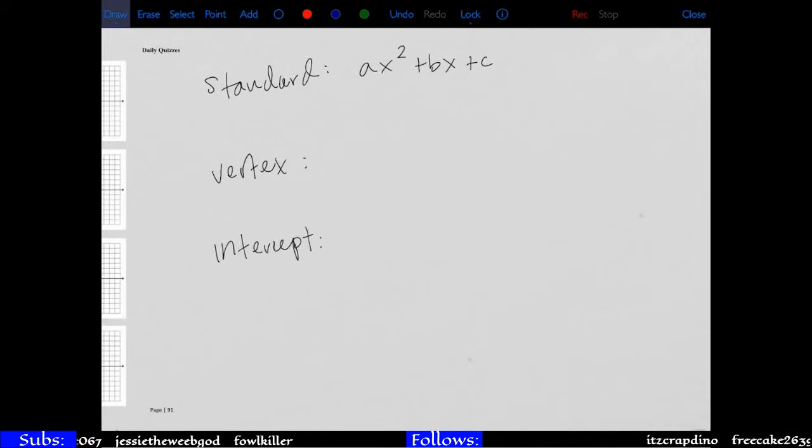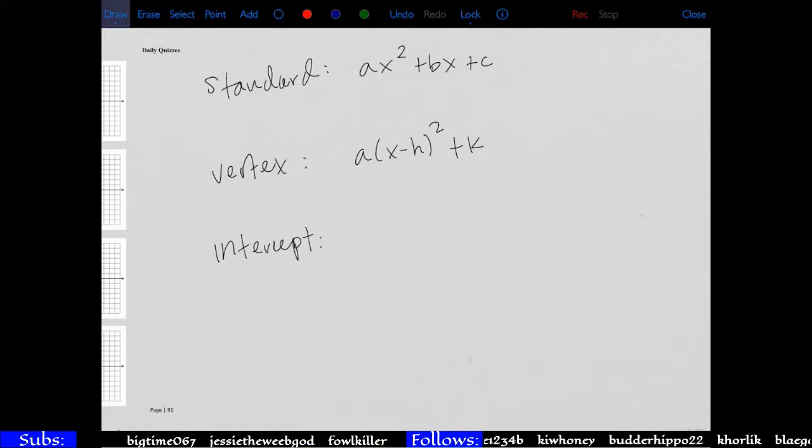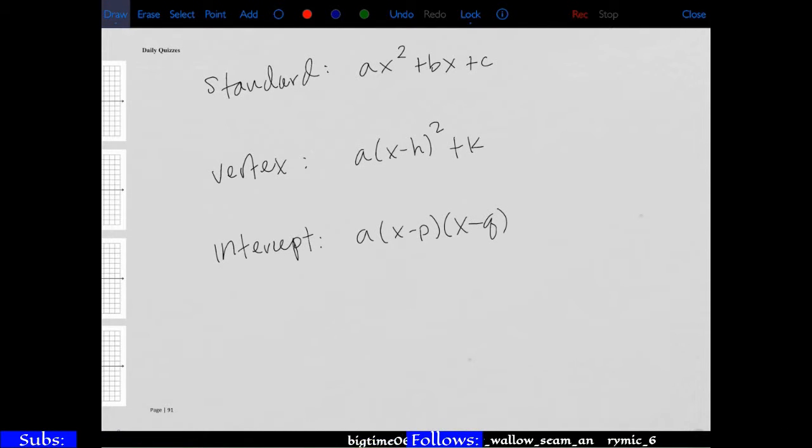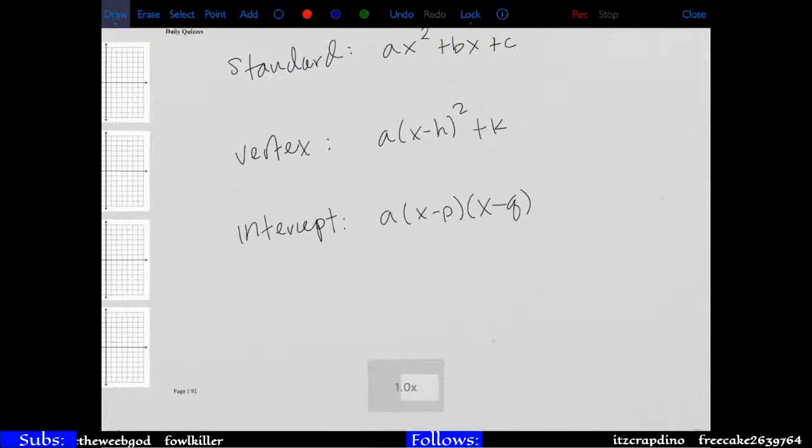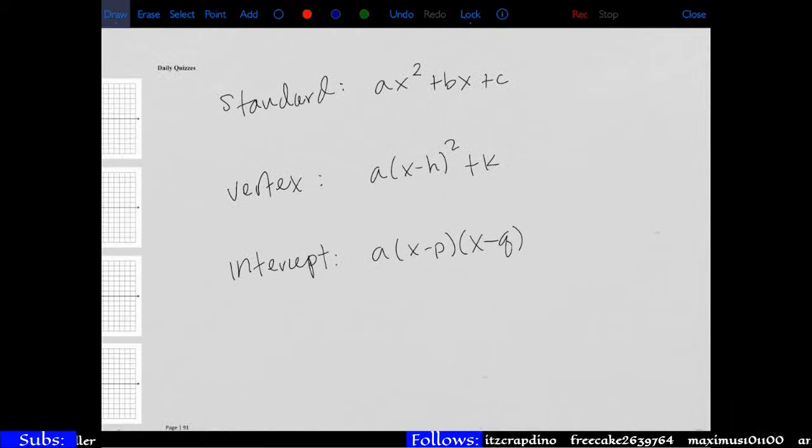So standard is ax squared plus bx plus c. Vertex is a times x minus h squared plus k. And intercept is a times x minus p times x minus q. There's our three forms we learned. So first, we need to know how to convert between them. First of all, to get to standard form, all you have to do is multiply everything out.